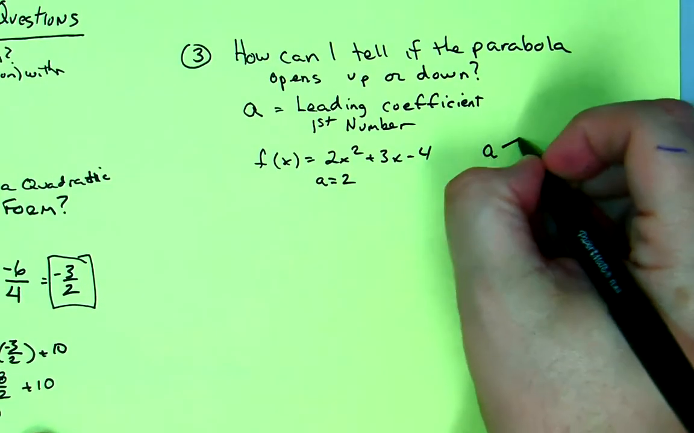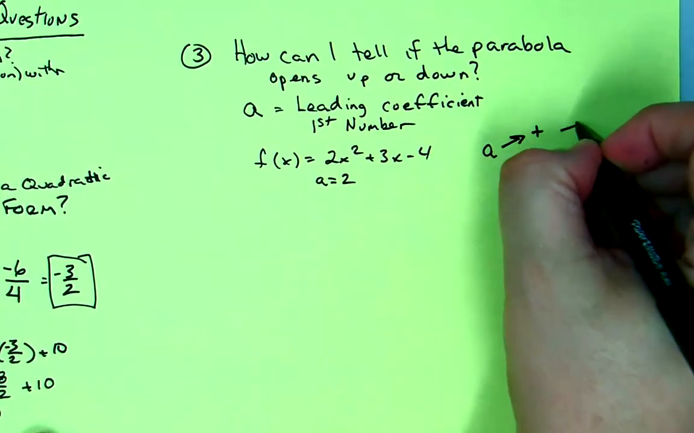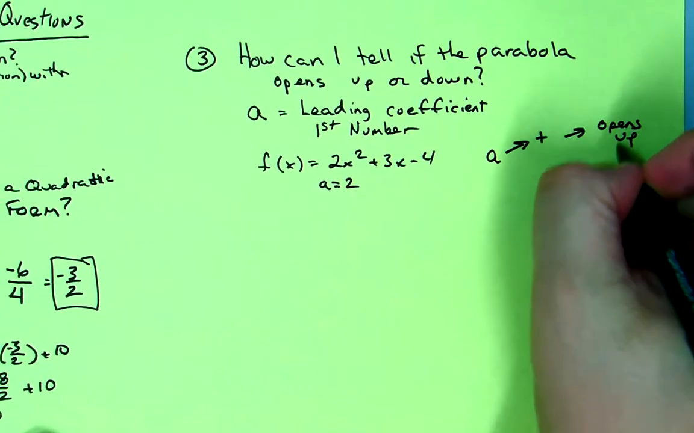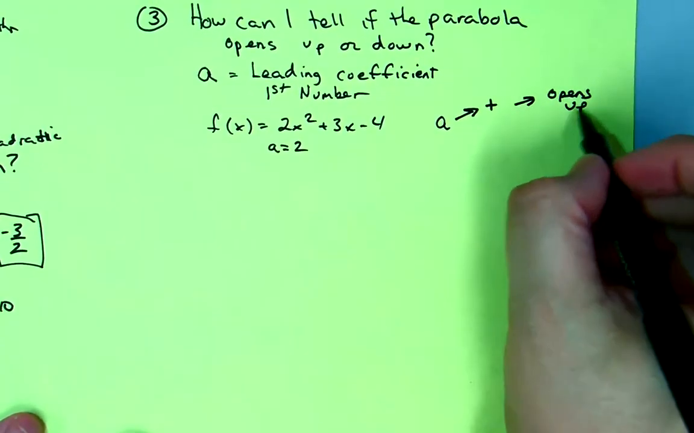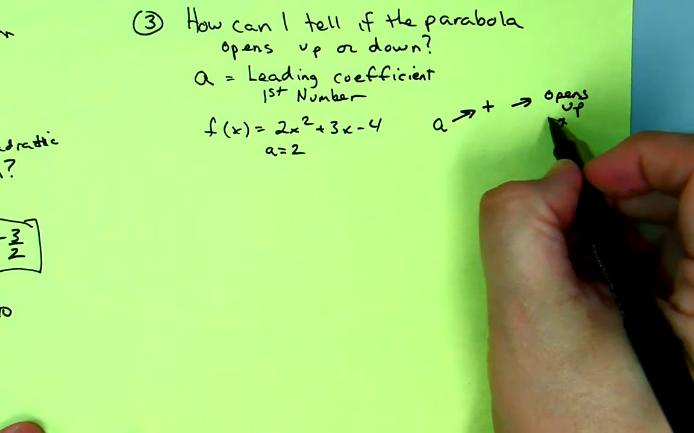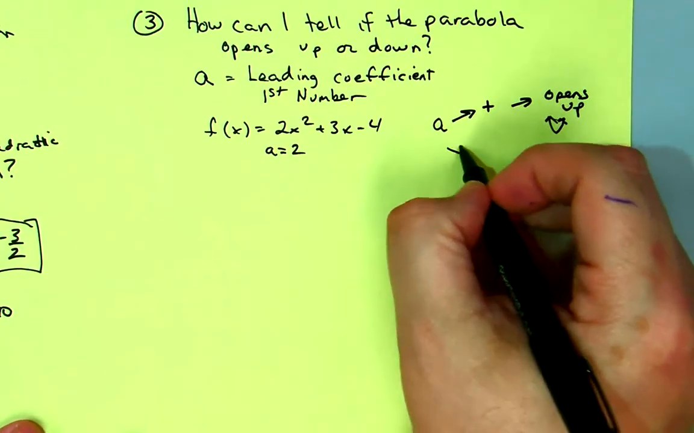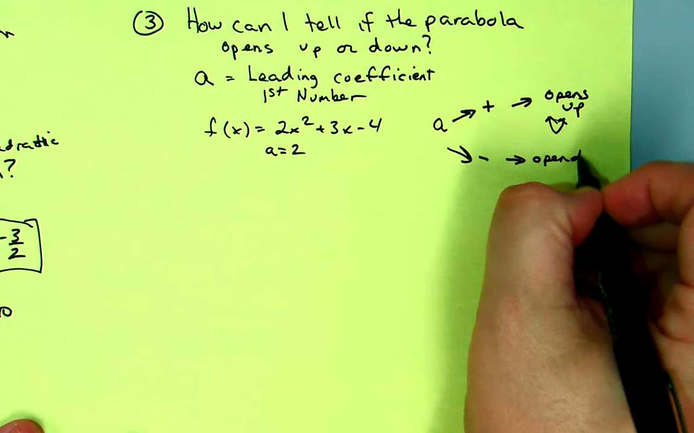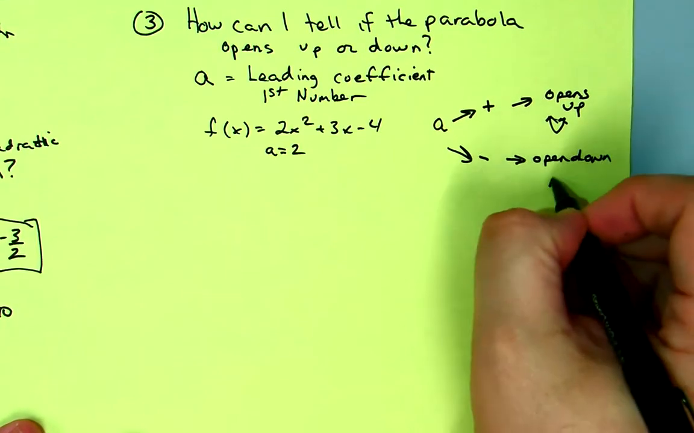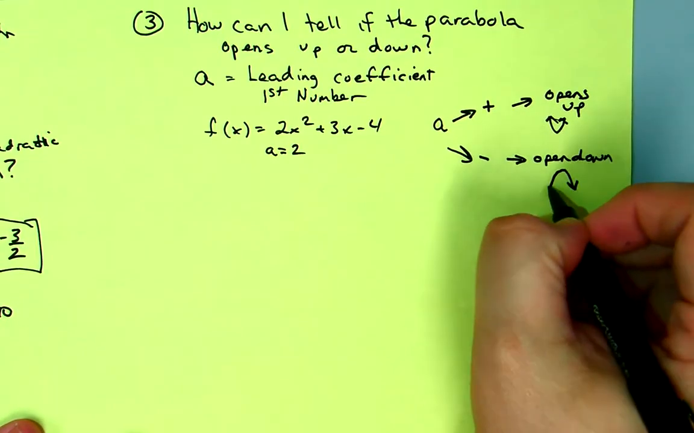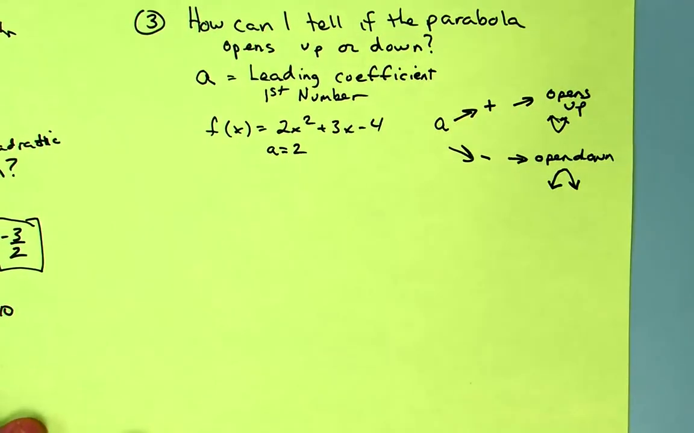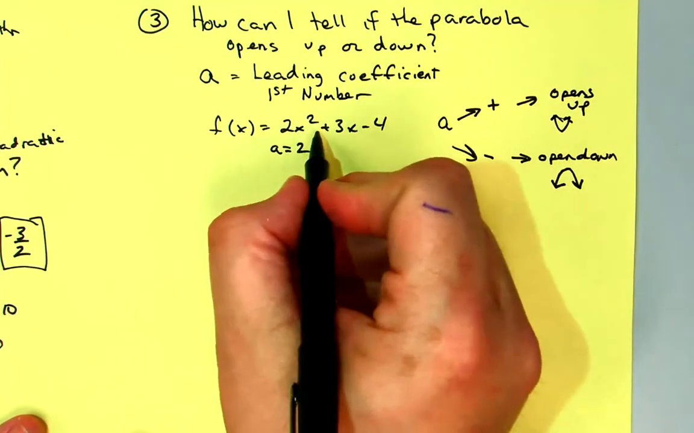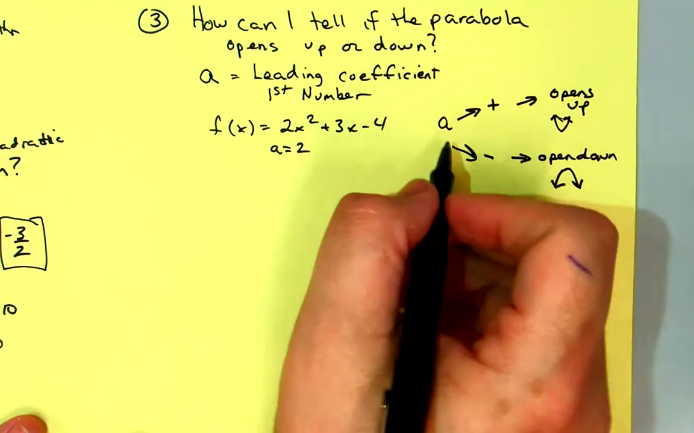Now, if a is positive, it opens up, and we're going to get a parabola that'll look like this. If a is negative, it's going to open down, and we're going to get a parabola that looks like this. So everything is determined on the number. If it's a positive x squared term out here, we're good to go.